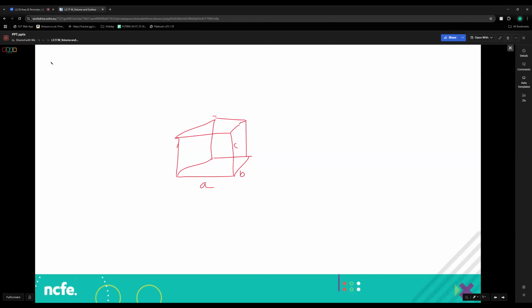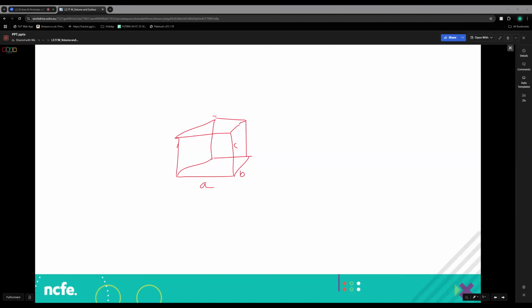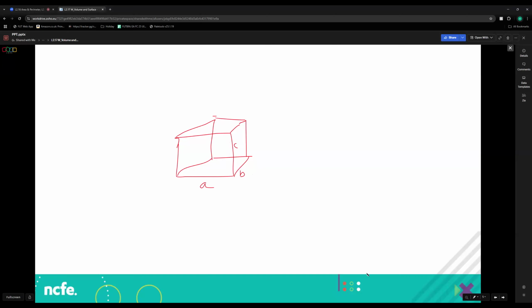Whenever you're finding the volume of a shape, and that shape is consistent from every layer, do you know what I mean? Like if you cut it into thousands of tiny slices, they would all be the same, and the same amount you would get per slice, if that makes sense. So if I cut this down the middle, every side would be the same.